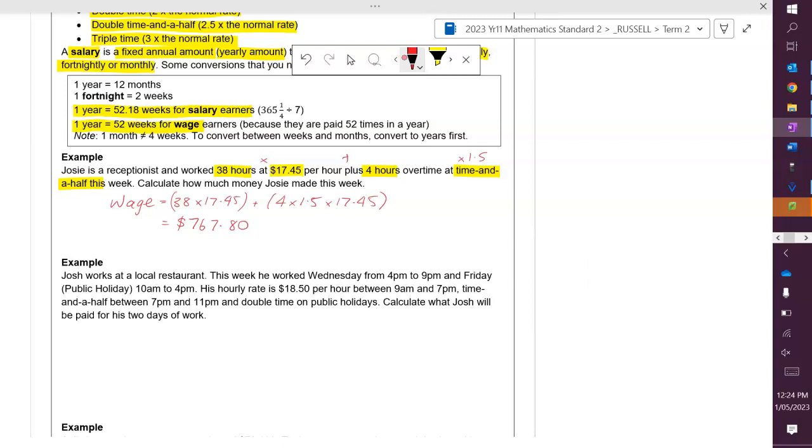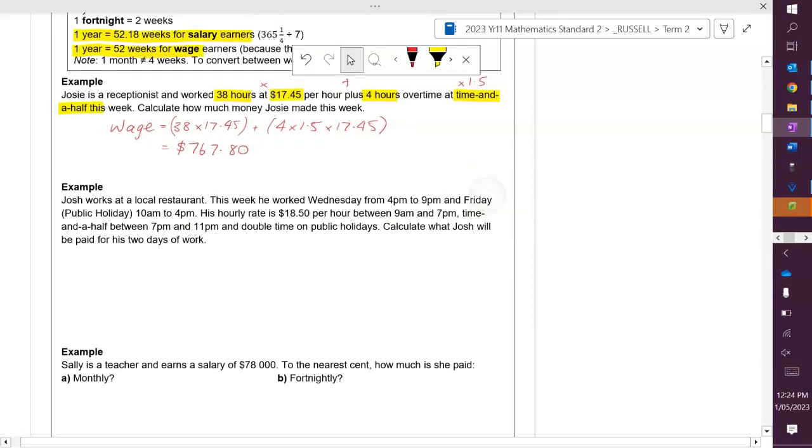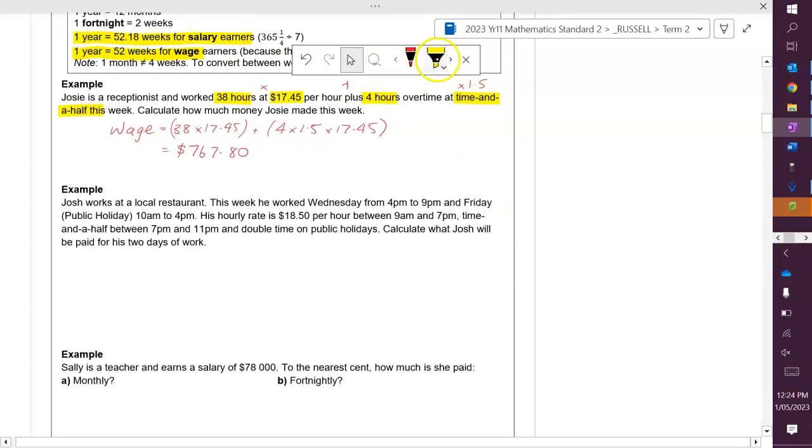Our second example, Josh works at a local restaurant, and this week he worked Wednesday from 4 till 9 and Friday, which was a public holiday, from 10 till 4. His hourly rate is $10.50 between 9 and 7, and he gets time and a half between 7 and 11 and double time on public holidays.